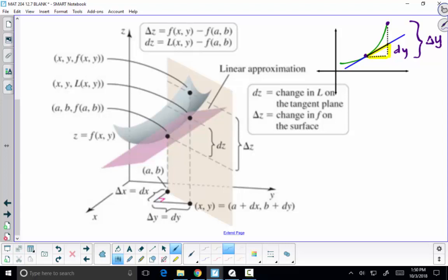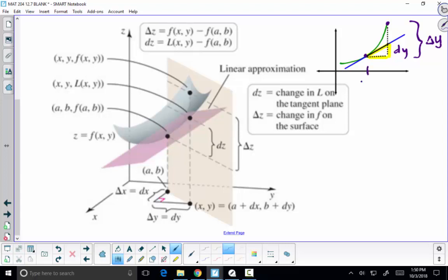Same thing with the surface here. If we can look at this, dz is this distance right here. That's a difference in z values on the tangent plane versus a difference in z values along the surface. So dz is measuring a vertical change along the tangent plane, whereas delta z is measuring a vertical change along the surface itself. Analogous to what you did in Calc 1.